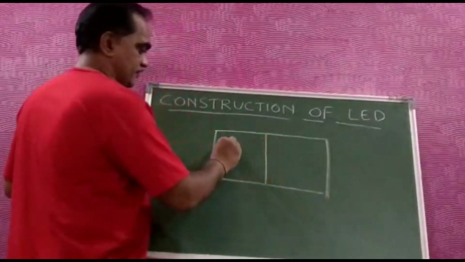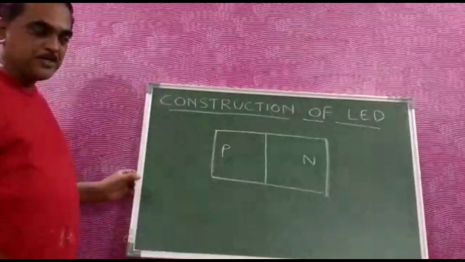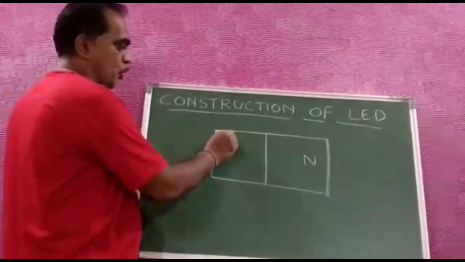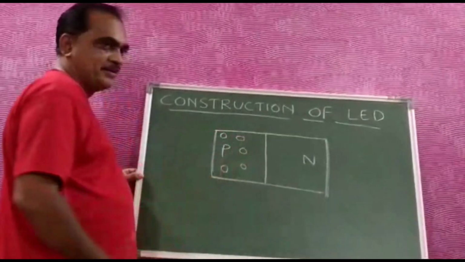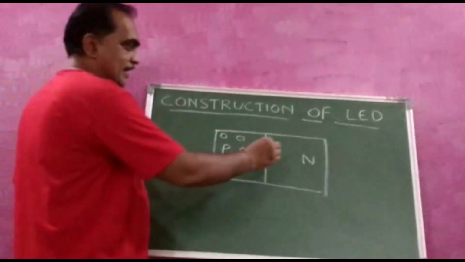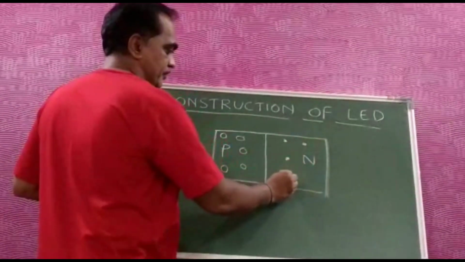you can see it like this. This is the P-type structure, this is the N-type structure, and in P-type material, holes are the majority charge carriers, and in N-type structure, electrons are the majority charge carriers.